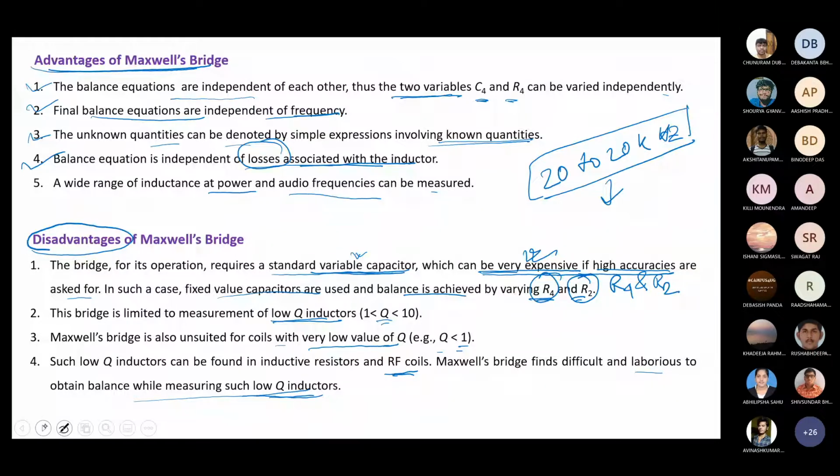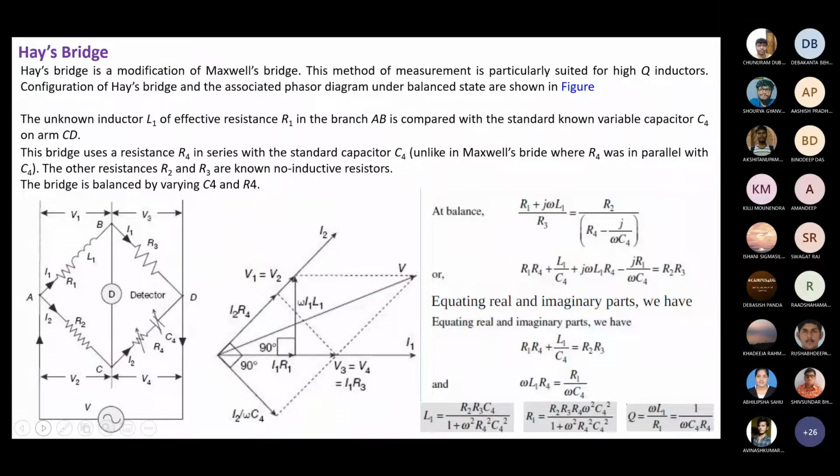So go for another bridge, that is called the Hayes bridge. Previously we were doing the Maxwell's bridge, that is for low Q value. Now we are doing the Hayes bridge, which we use for high Q value, that is, measurement of high Q inductor value.